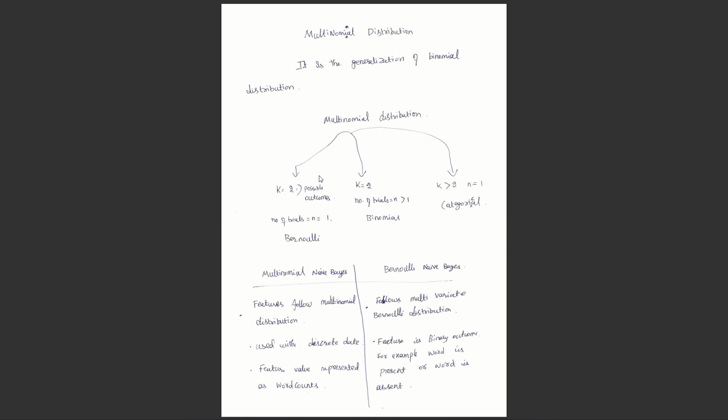The Bernoulli, the other way around, explicitly follows the Bernoulli distribution type of multinomial. And the features are binary outcomes, that is, it can be either the word is present or not present. So it can take only 2 values: word is present or not present. So this is the difference between the two.